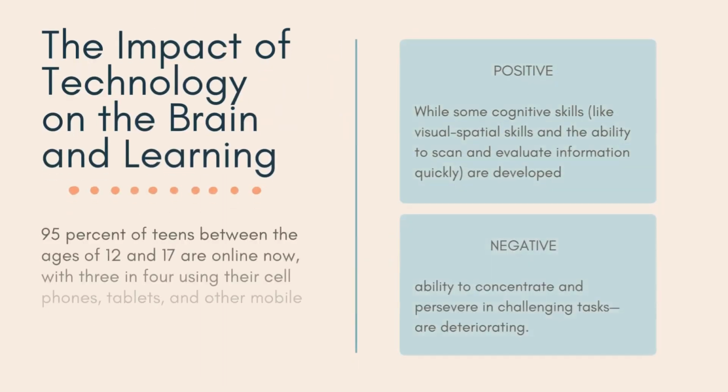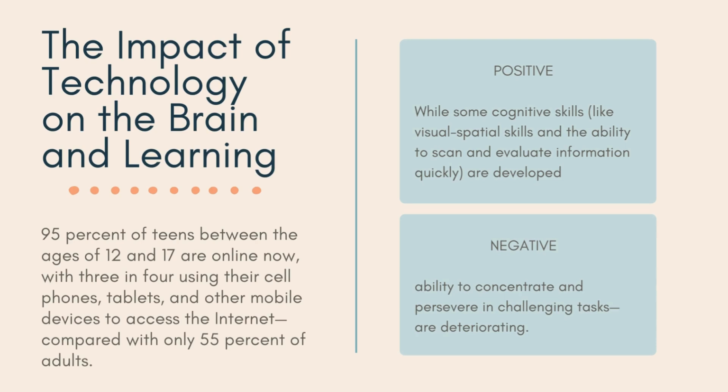Let us discuss the impact of technology on the brain and learning. According to research, 95% of teens between the ages of 12 and 17 are online now, with 3 in 4 using their cell phones, tablets, and other mobile devices to access the internet, compared with only 55% of adults.